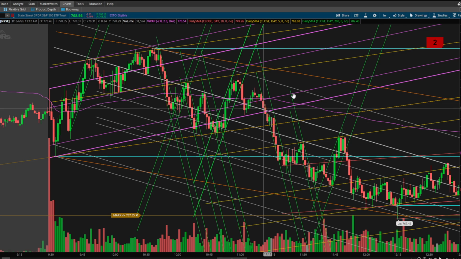Anyways, that ended up being a green trade, and I was like, this sucks. This is so stressful. I hate trading.